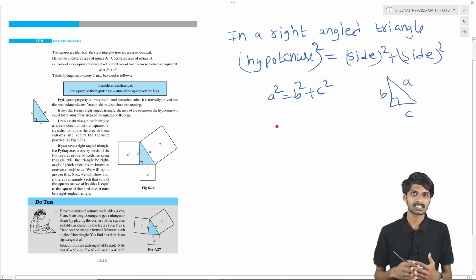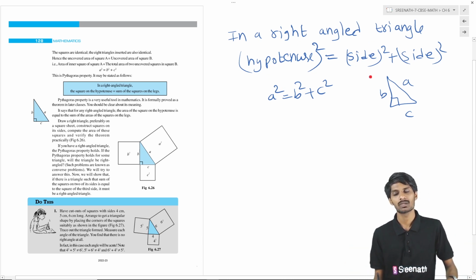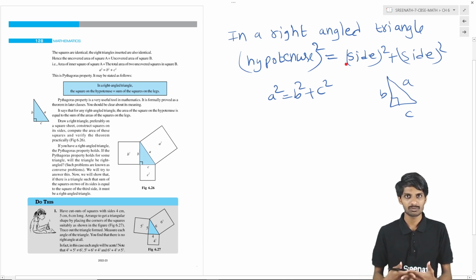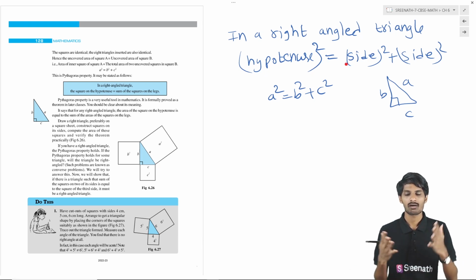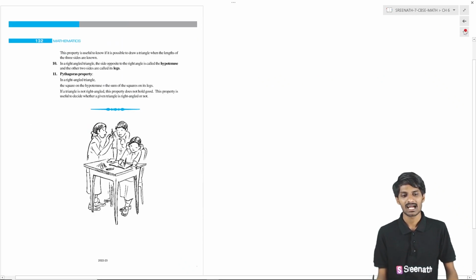So one more thing, students: if there is a triangle whose hypotenuse square is equal to side square plus side square, then that triangle must be a right angle triangle, students. The converse of both things is possible here. So finally, our chapter is completed.